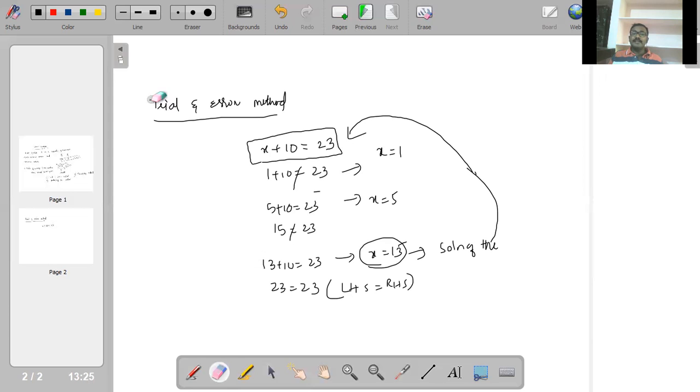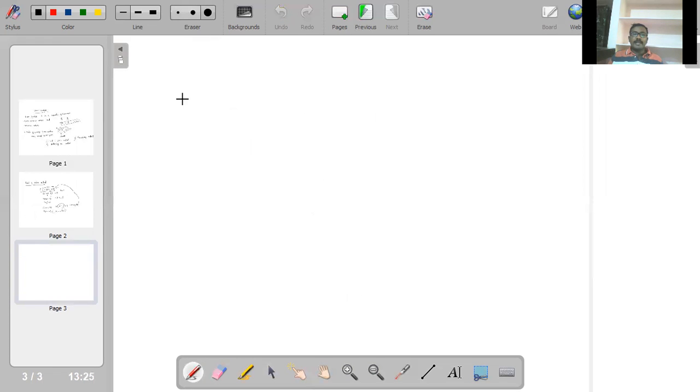Now the next one is the balancing method. So how to find the balance in the method? We'll discuss in detail. Right now, the balancing method. Now, the same example we have taken. x plus 10 equals 23. Right now, what I'm doing here.